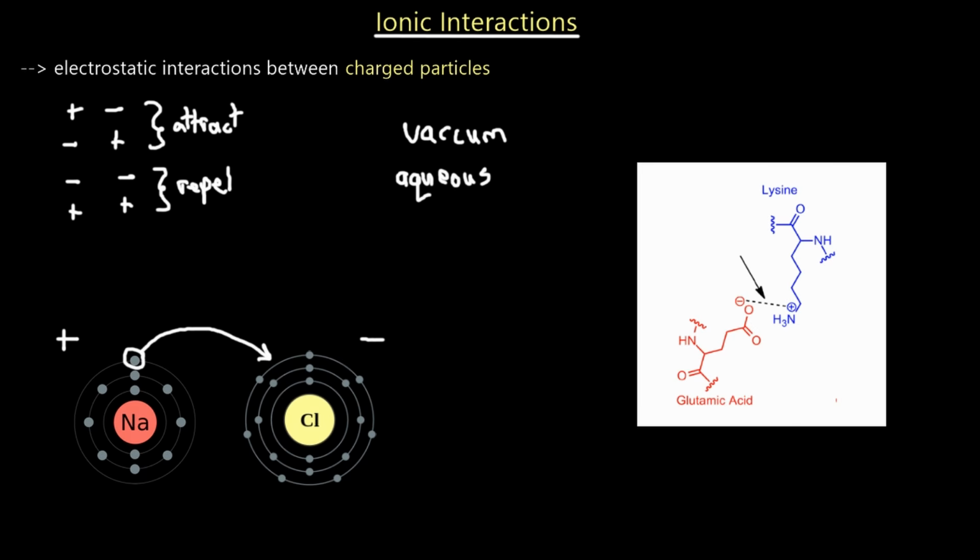And what happens is, when these two amino acids come in close proximity with each other, they form electrostatic interactions that are called ionic interactions. So this is an ionic interaction between two charged particles.